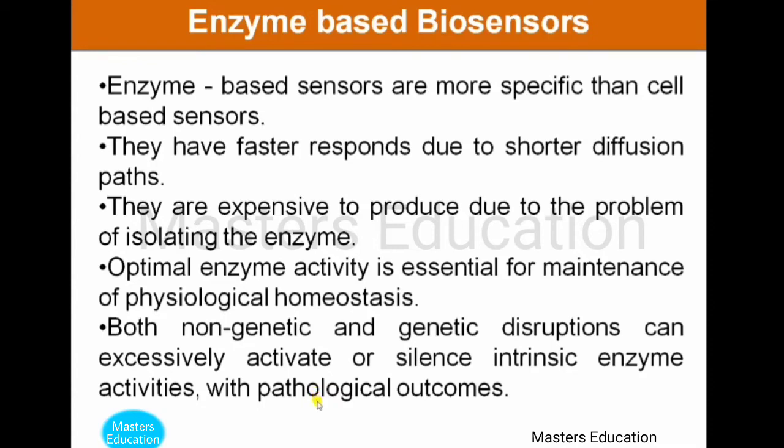Now, moving towards the characteristics of enzyme-based biosensors, these are a few of the characteristics. First, enzyme-based biosensors are more specific than cell-based biosensors. They have a faster response due to the shorter diffusion path, but they are expensive to produce due to the problem of isolating the enzyme. Optimal enzyme activity is also essential for maintenance of physiological homeostasis. Both non-genetic and genetic disruption can excessively activate or silence intrinsic enzyme activity with pathological outcomes.